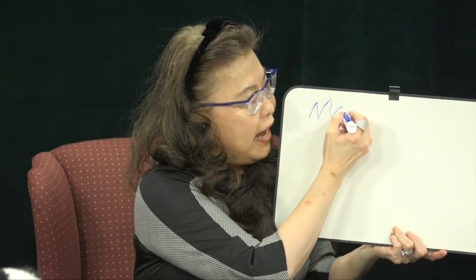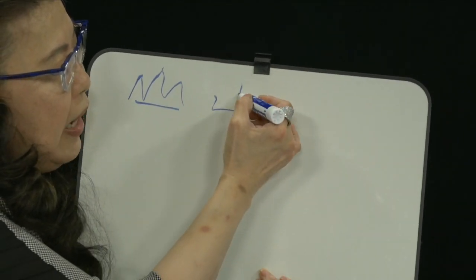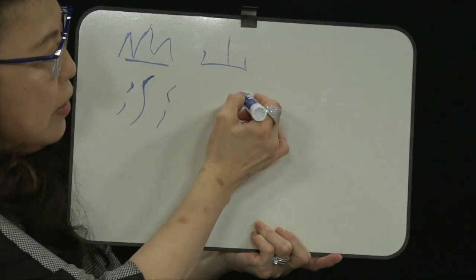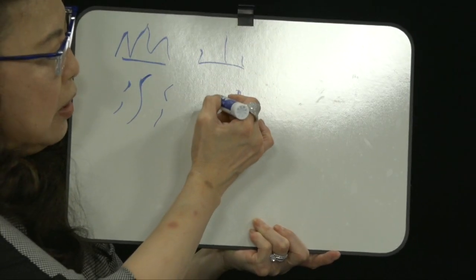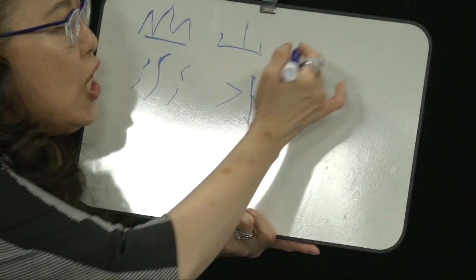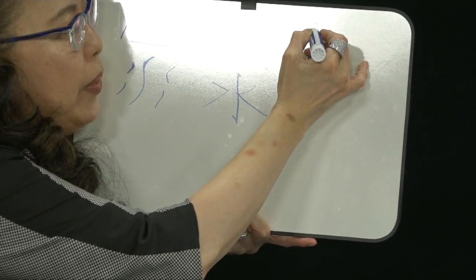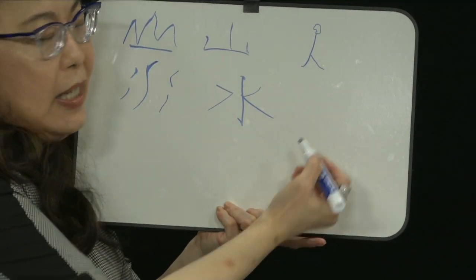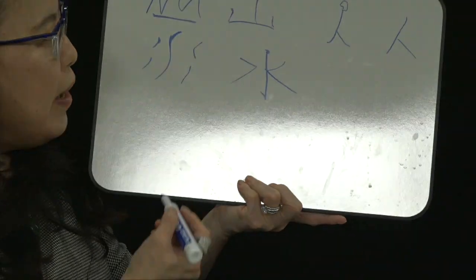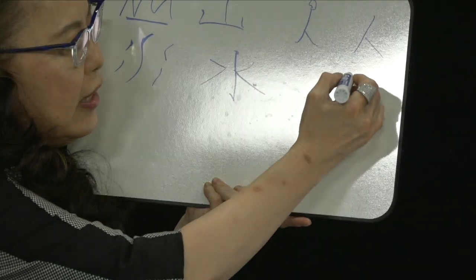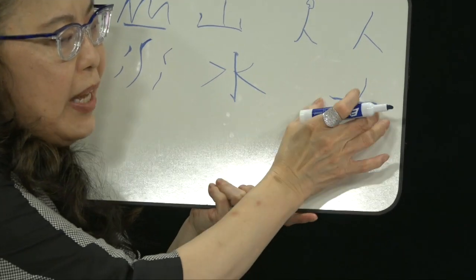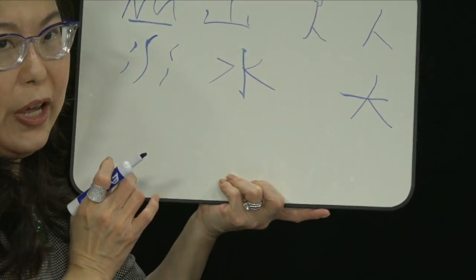So this is mountain, right? So that's the character mountain, okay? This is water. So this is water, splash, splash, splash, splash. So this character is water, right? So this is a person with two legs. So that's a person, okay? And if you extend your body as big as you can, this is big. So guess what?